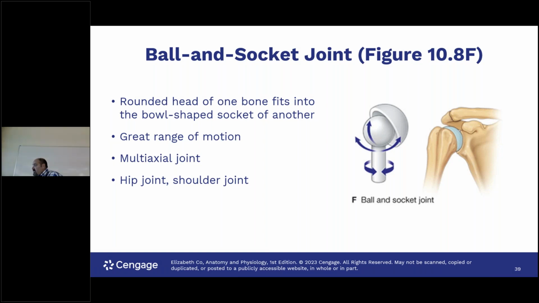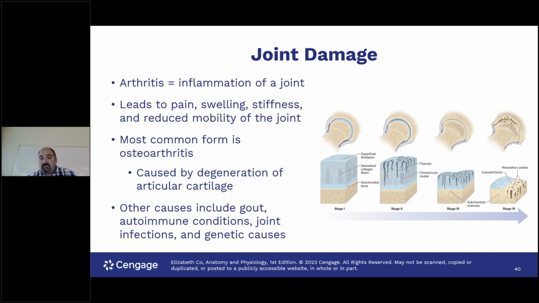Ball and socket, very easy, right? The hip and the shoulder joints. The head of the humerus and the glenoid cavity. The acetabulum and the head of the femur, right? Multi-axial, multiple movements, multiple main ranges of motion there, great range of motion.